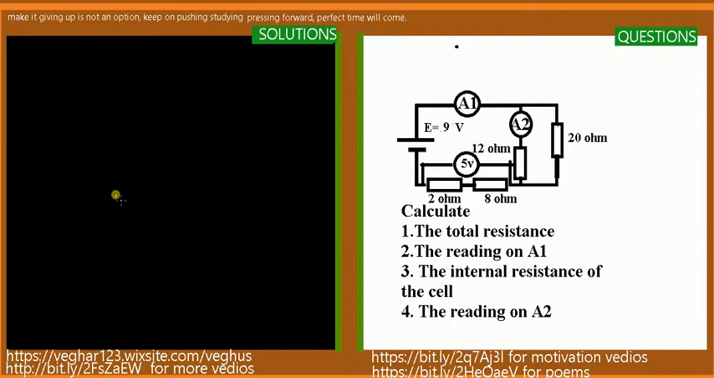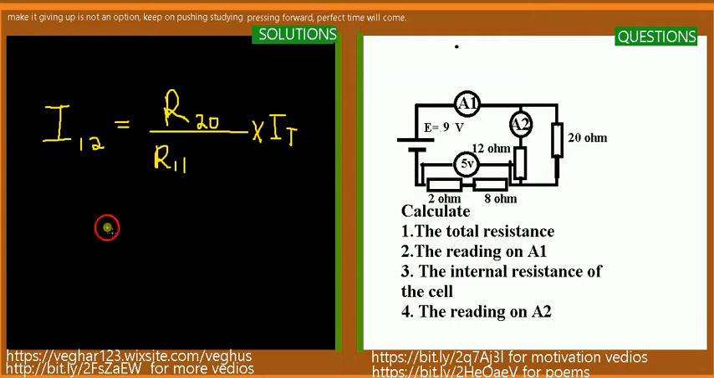The reading on A2. So the reading on A2 here is the current in one of the parallel resistors. For the parallel resistors, we can use the current divider rule, which says the current that you are looking for, which is I12, is the biggest resistor, which is opposite to the resistor that you are looking for, 20, all divided by the sum of the total resistors in parallel, and then multiplied by the total current. This is the current divider rule.